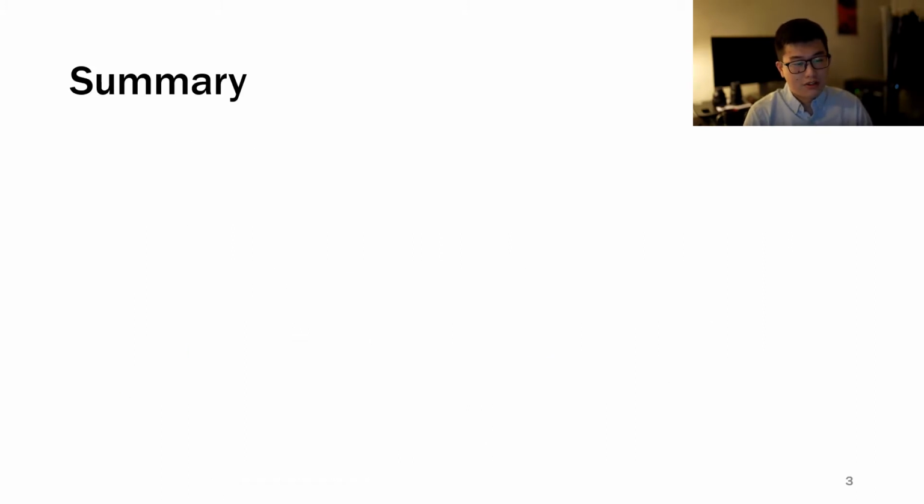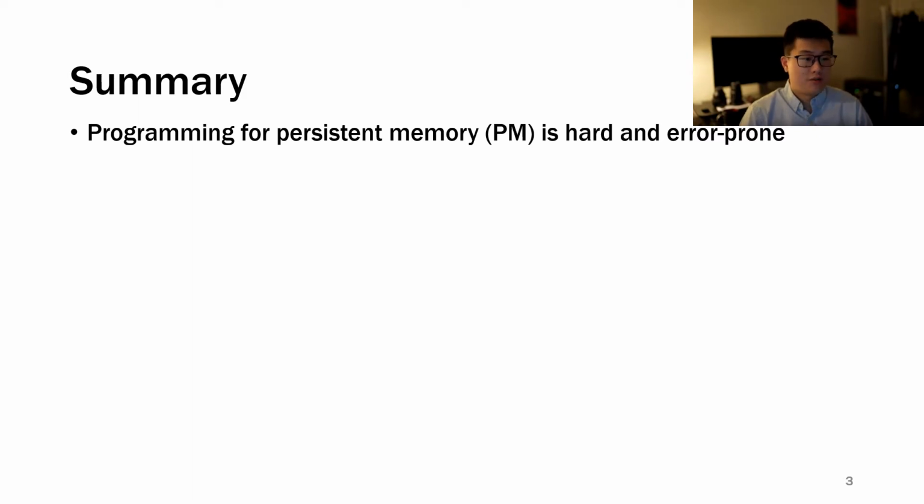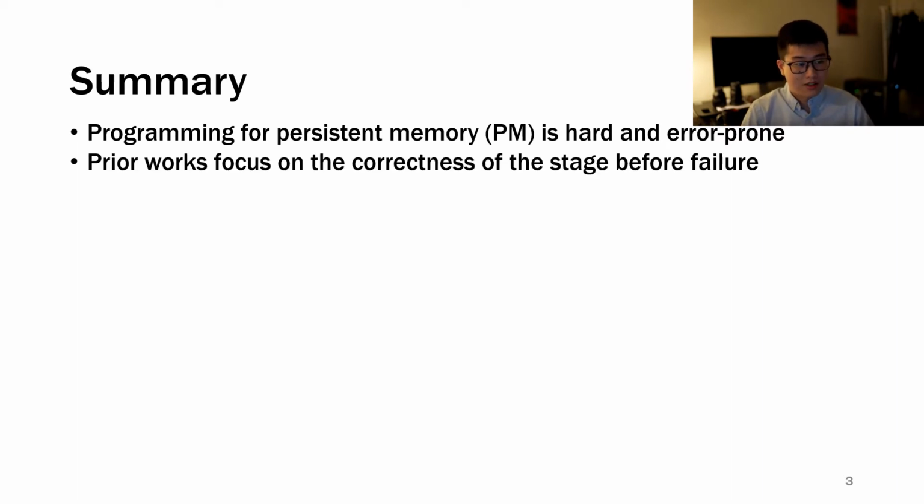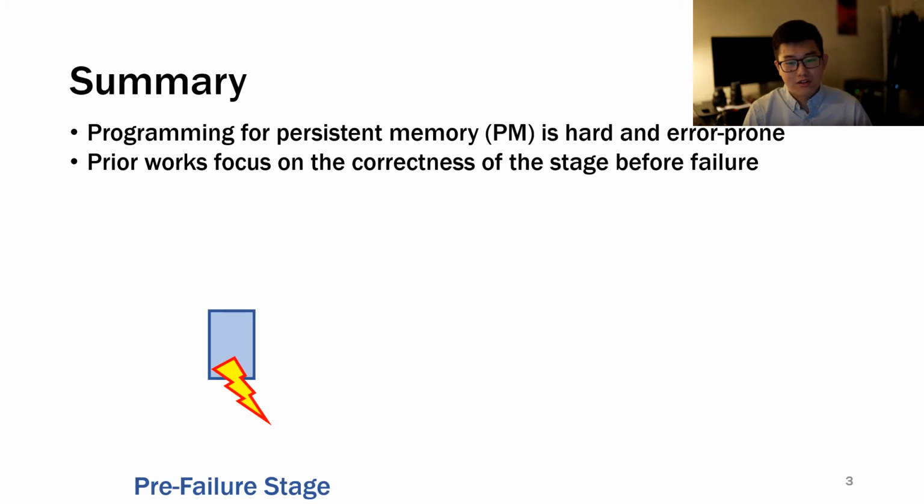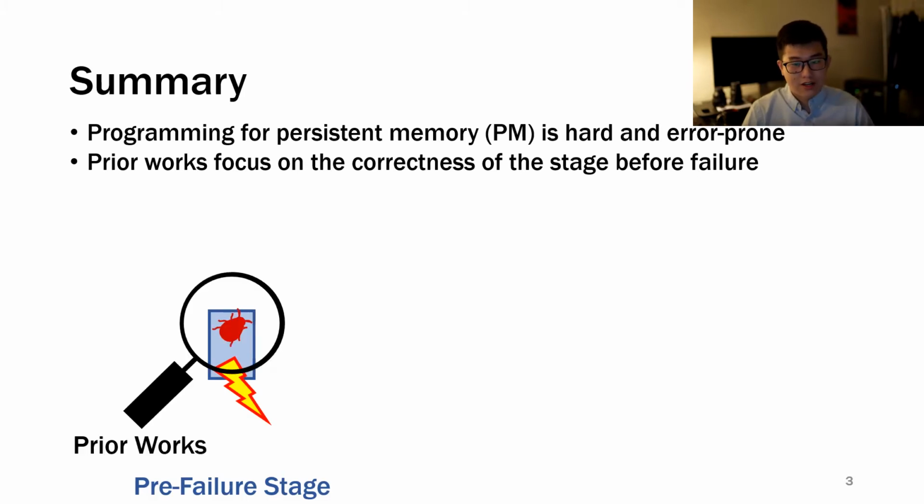Before I go deep into details, I'd like to have a brief summary about this work. We already know that programming for persistent memory is hard and error-prone. This is the reason why we have so much programming support, from hardware transactions to software transactions or optimized file system for persistent memory, to help us make persistent memory programs much easier and correct. We identified that previous work has been focusing on the correctness stage before failure by providing detection tools, for example.